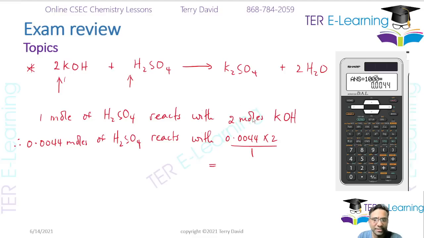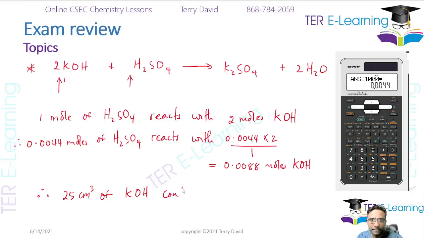I know dividing by 1 doesn't make a difference, but I try to emphasize this because when students start to do a set of mole calculations, they need to understand what they're doing. So when you multiply this, you're going to get 0.0088 moles potassium hydroxide, right? That's what you're going to get. So therefore, and remember we use 25 cm3 of the potassium hydroxide. So therefore, 25 cm3 of KOH contains 0.0088 moles.